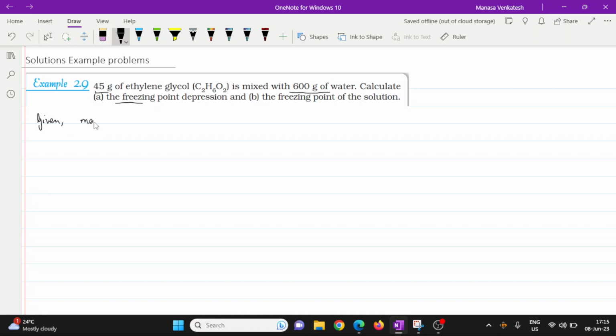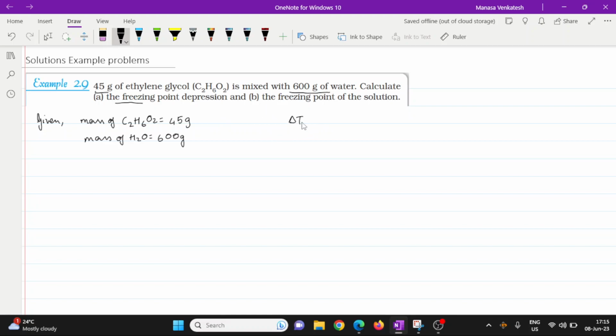The mass of C₂H₆O₂ equals 45 grams. Mass of H2O, water, is 600 grams. We need to calculate the freezing point depression. Obviously, we will have to use the different equations related to this.